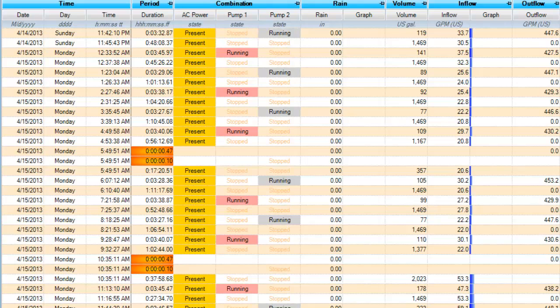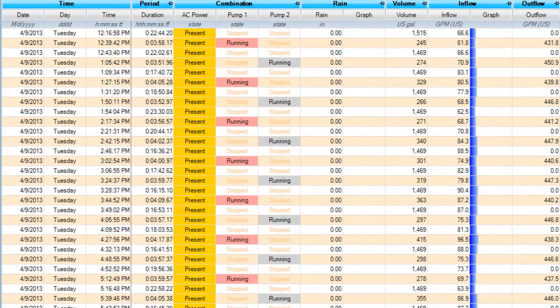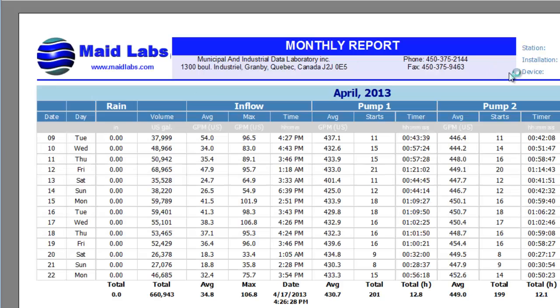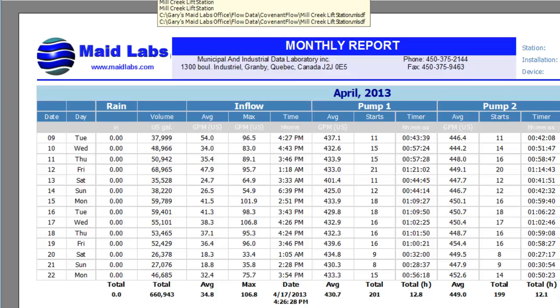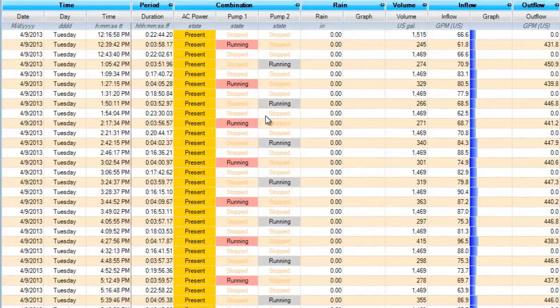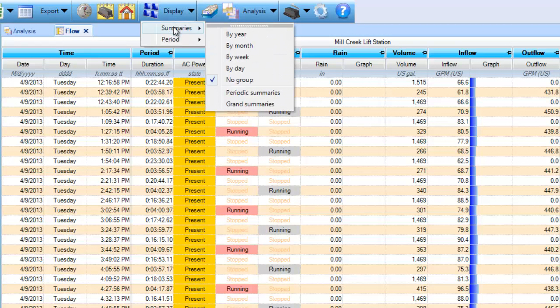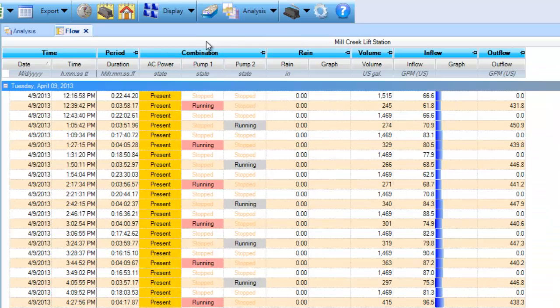Also, now we'll go back to the top here. If you click on reports, it will regenerate the monthly report. But we've already gone through the details of the monthly report. One of the other things that you can do with this particular report is under the display, you can look at different summaries and periods. Right now there's no group by the summary. I'm going to put by the day.